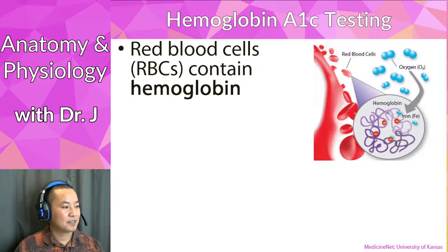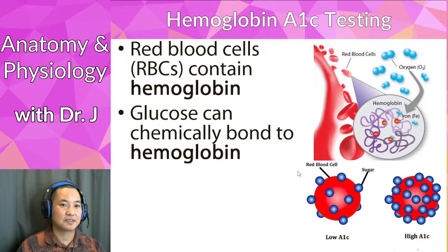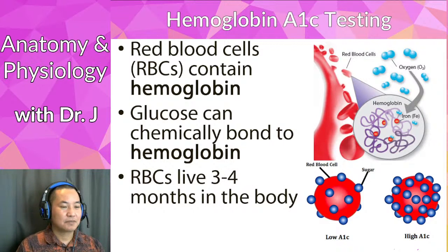Now, hemoglobin is a protein, but glucose can chemically bond to the amino acid structures and residues on hemoglobin. Red blood cells live about 3 to 4 months in your body. I think the OpenStax book says 120 days, which is around 4 months. During their lifetime, their hemoglobin is going to be exposed to sugars, and glucose can easily bind to the chemical structure of hemoglobin.